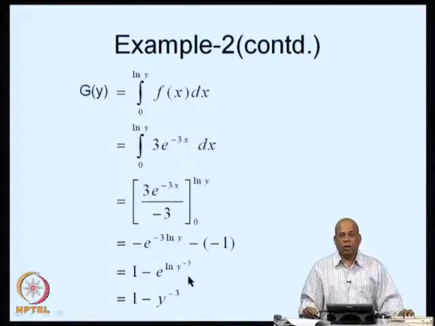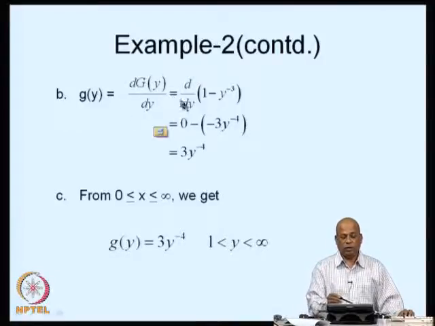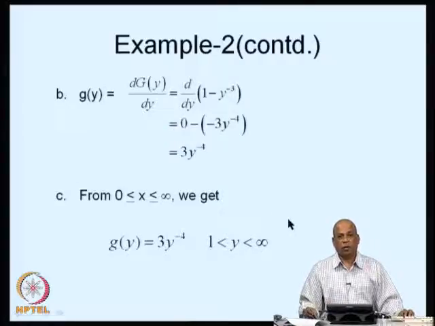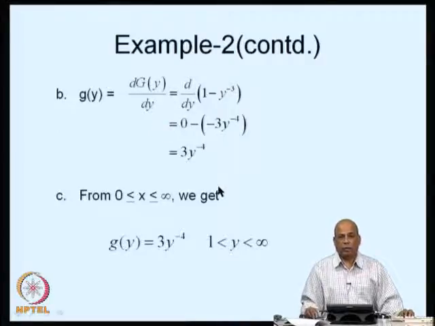Now, we differentiate this to obtain the marginal PDF of y. When we differentiate this, you get the PDF as 3 y to the power minus 4. Then from the limit that x is positive, you get g of y is equal to 3 y to the power minus 4 in the range between y is equal to 1 and y is equal to infinity. I introduce this example with a purpose, which we will see presently.